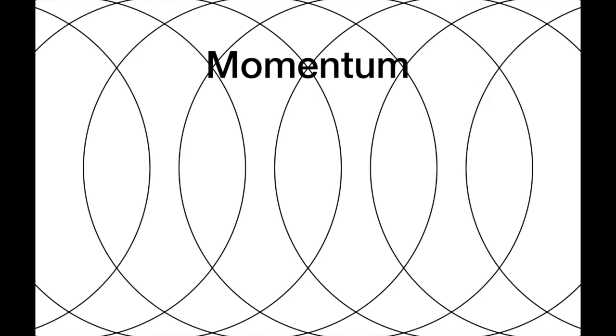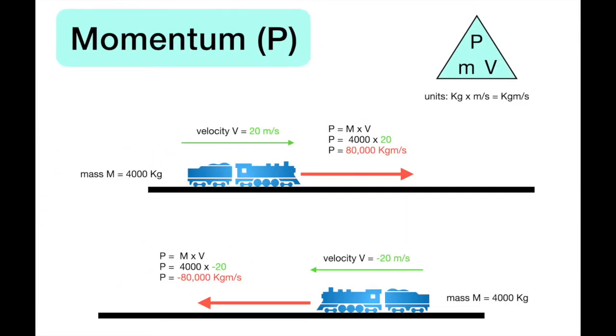Okay, let's talk about momentum. Momentum in physics quantifies how hard it is to stop a moving object. Objects with a large mass traveling at high speed have a large momentum, whereas objects that have a very low mass and low speed have low momentum. Another thing that's really important to remember is that momentum is a vector quantity, so we care about its direction.